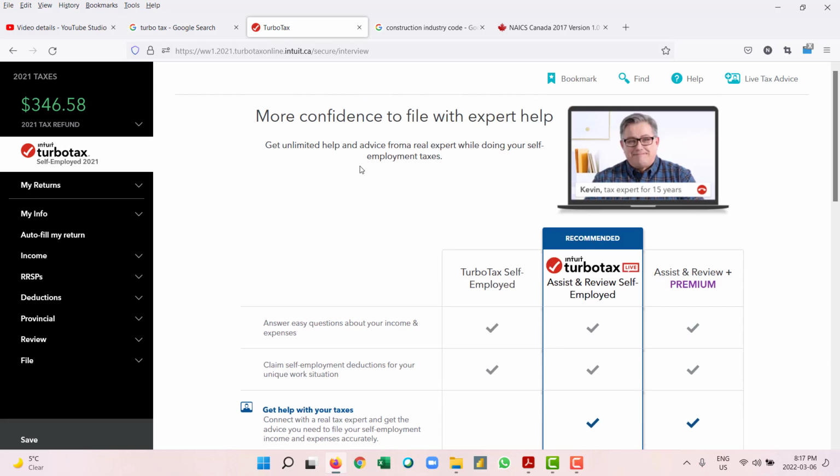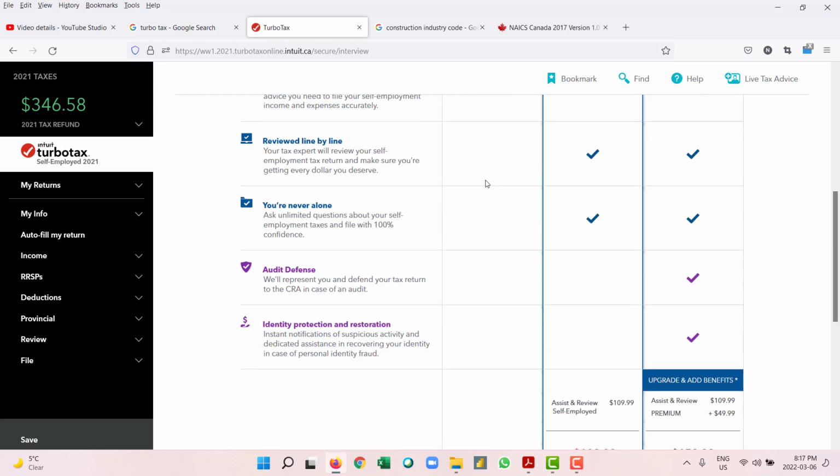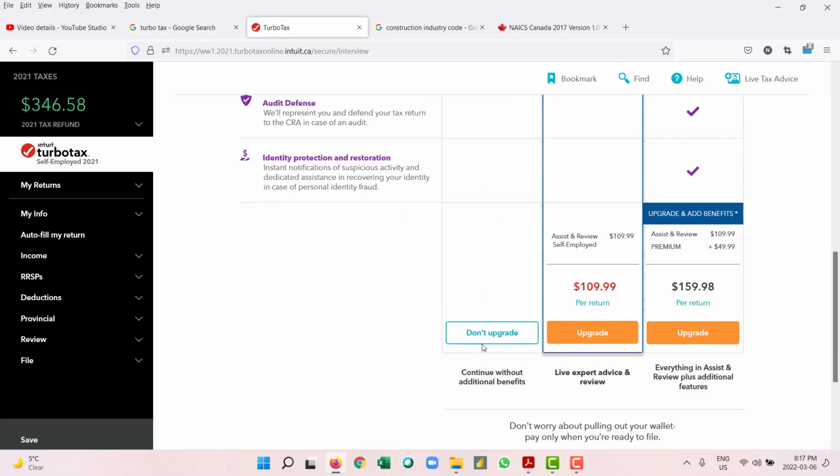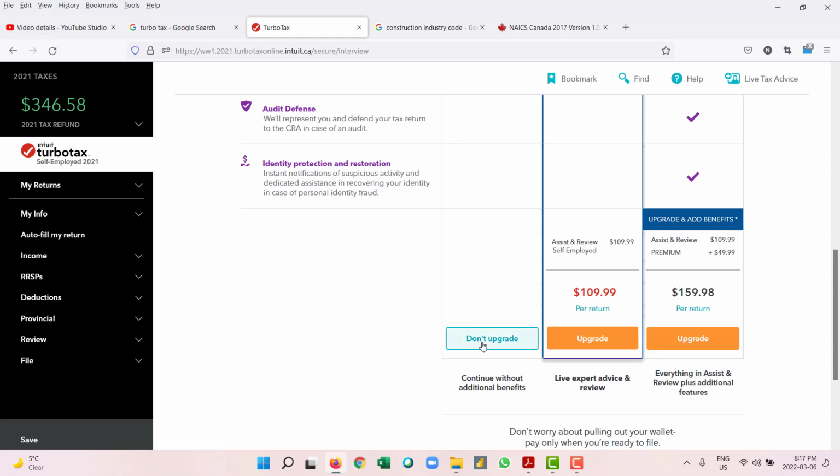And what I can suggest is that if your tax file is very simple, you can do it by yourself. And if it has a self-employed option, then probably TurboTax is not free. Probably it will ask you to pay some amount of money, probably $30 to $40, and don't upgrade.